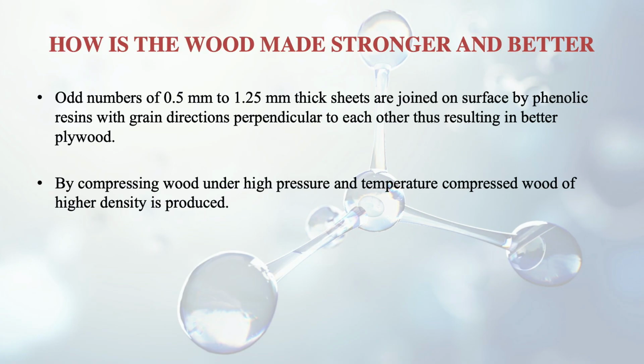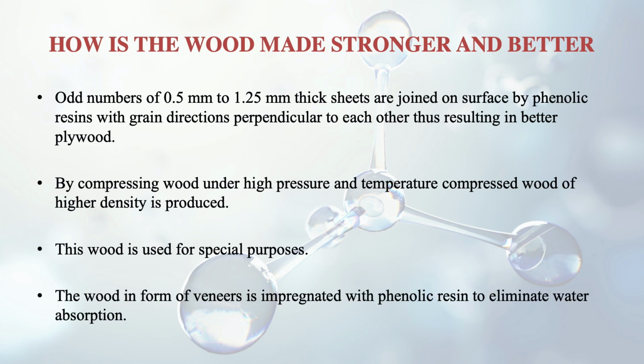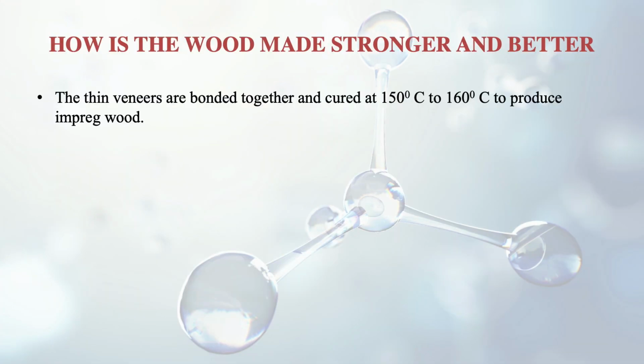Then by compressing wood under high pressure and temperature, compressed wood of higher density can be produced, and this is used for special purposes. Then the wood in the form of veneers is impregnated with phenolic resin to eliminate water absorption. So this is one process of removing water absorption or hygroscopicity. We impregnate it with phenolic resin. The thin veneers are bonded together because of this phenolic resin and cured at 150 to 160 degrees centigrade, and they produce a wood called impreg wood.